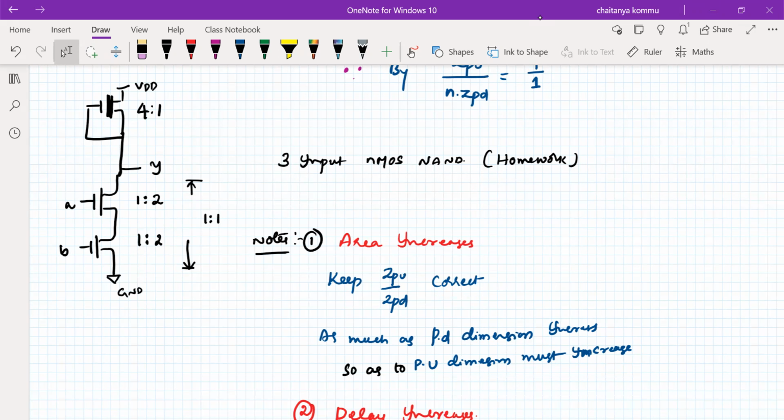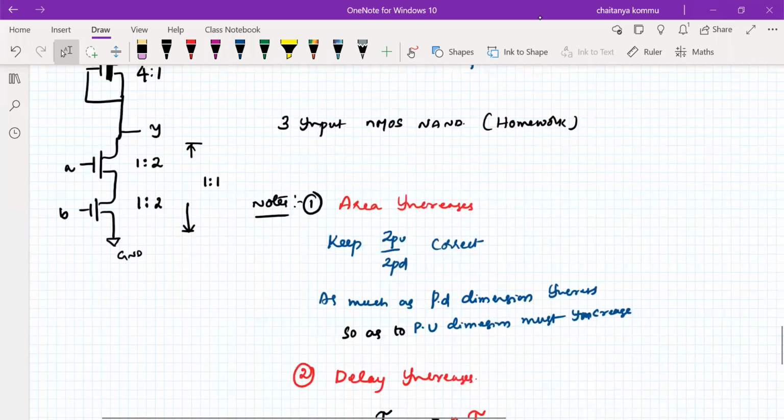That means as much as the dimensions of the pull-down network increase, that much the dimensions of the pull-up network increase. So that is directly proportional to the capacitance of the circuit. Therefore, because the capacitance of the circuit increases, in addition to the sheet resistance of the material, the delay of the network will increase.